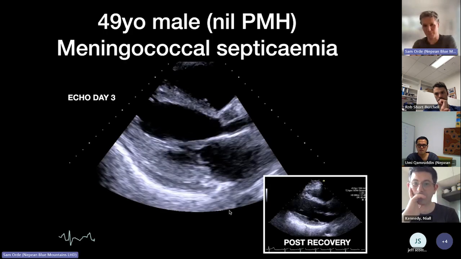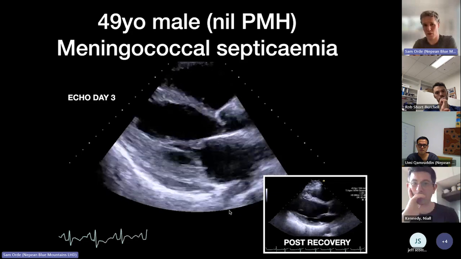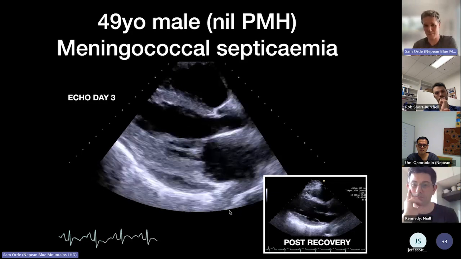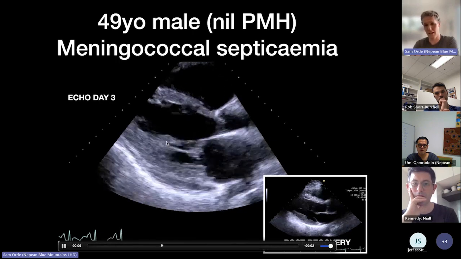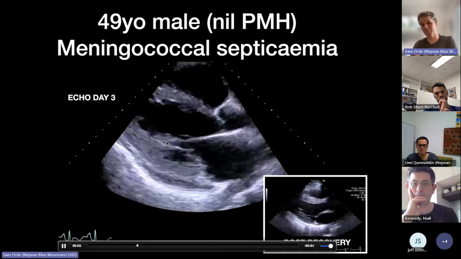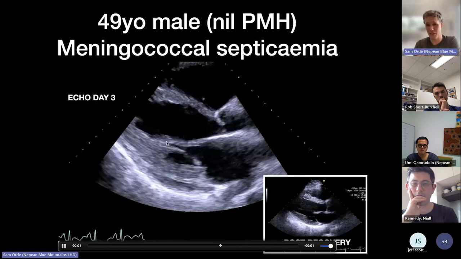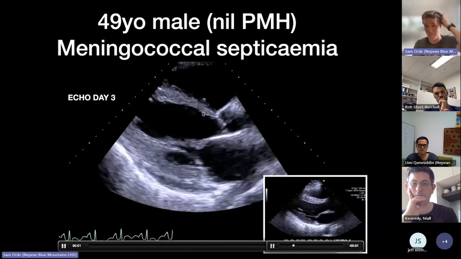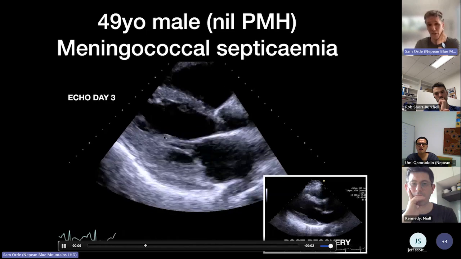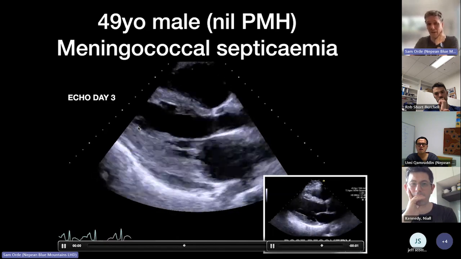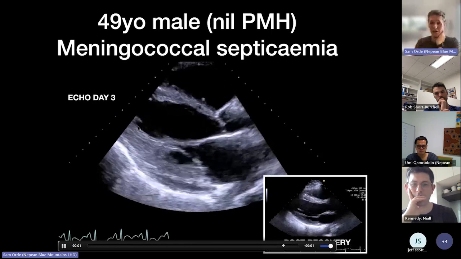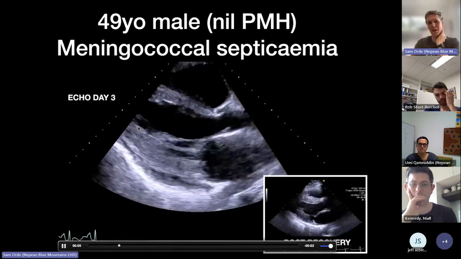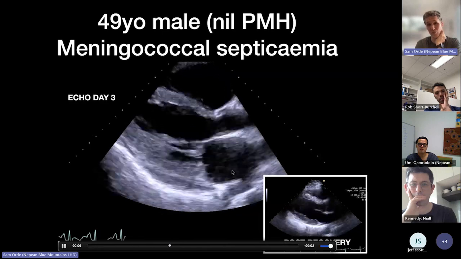So I'll show you a case. A 49-year-old guy with meningococcal septicemia. He's got a terrible looking left ventricle function. You can see that he's got recovery, which obviously we didn't know at the time of assessing this guy, but we can look back and say that maybe we're dealing here with a septic cardiomyopathy, with this acute systolic dysfunction globally. Interestingly, he's got what looks like a raised left atrium.